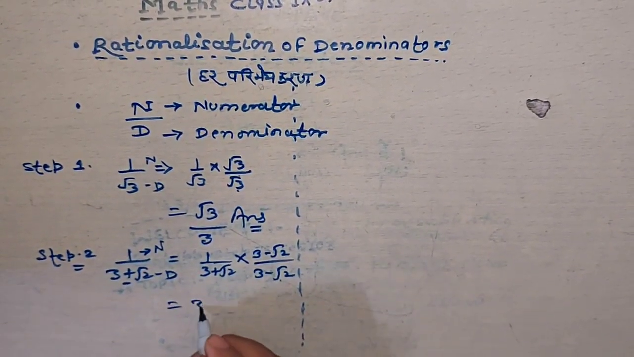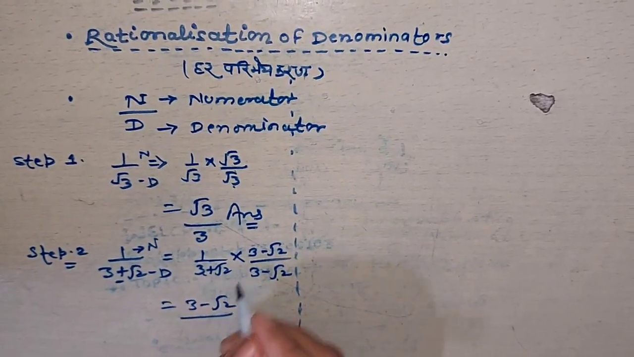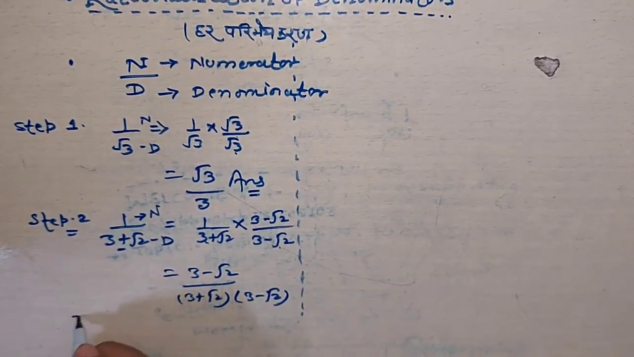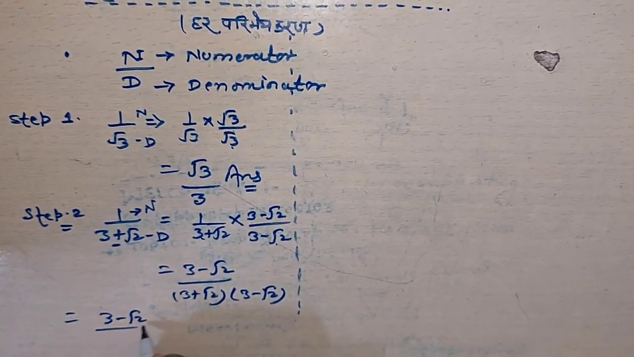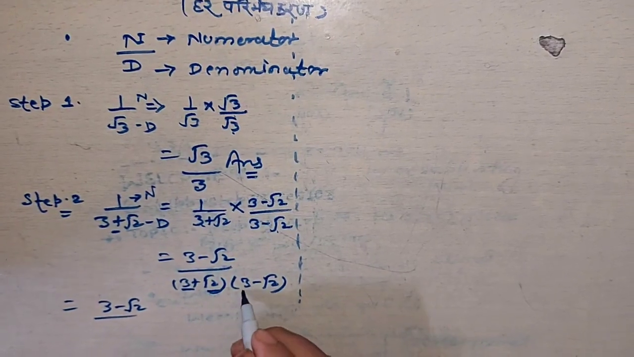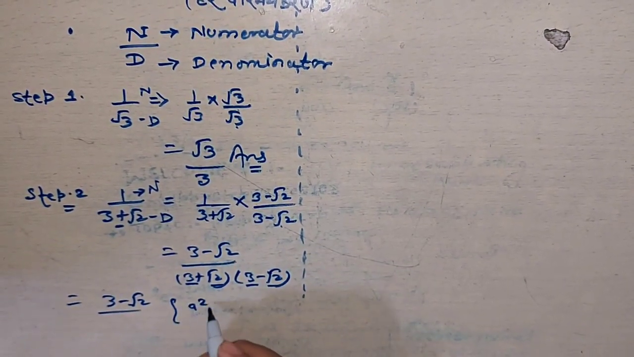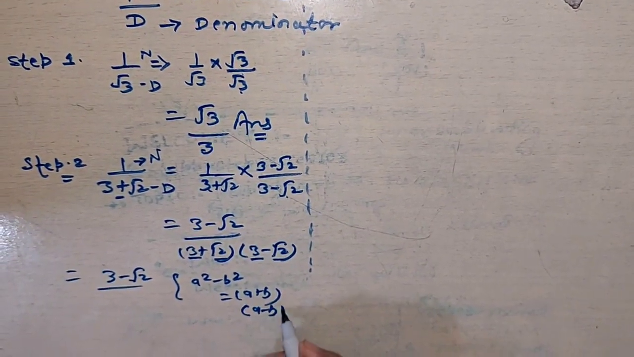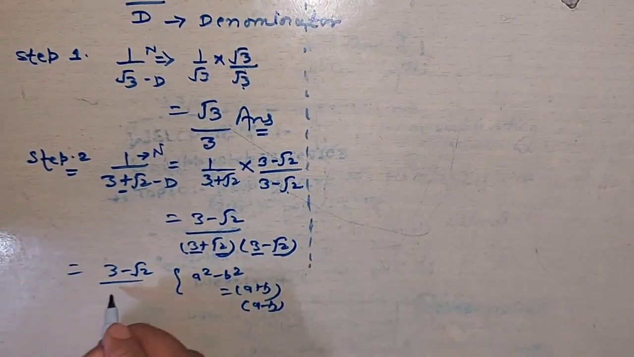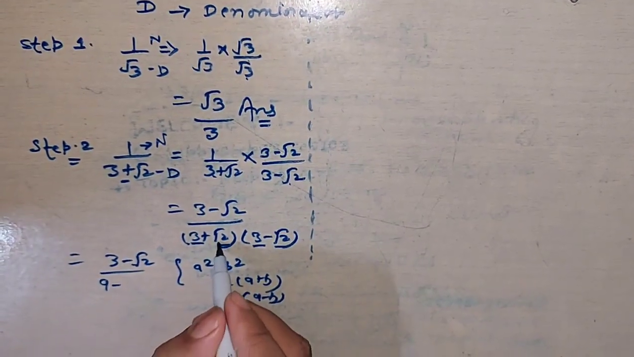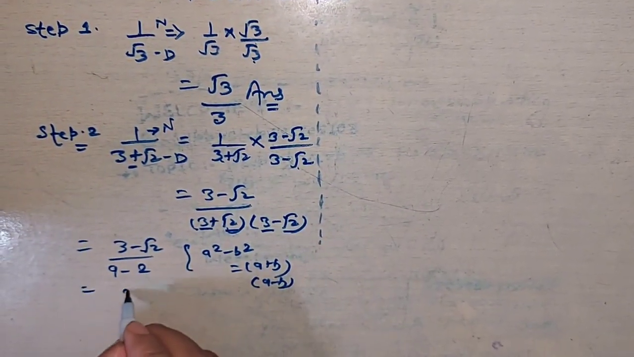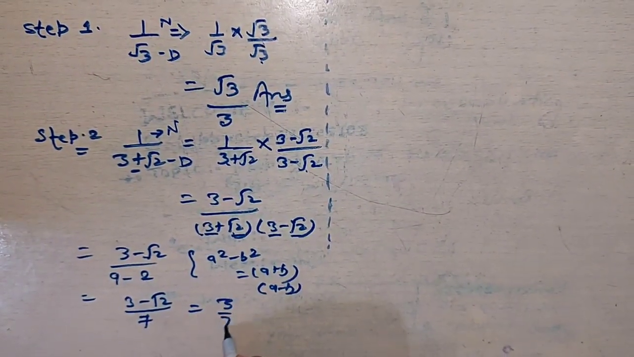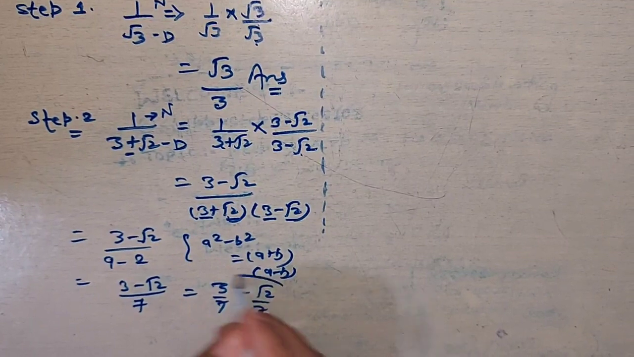Now cross multiply: 3 minus root 2 and 3 plus root 2 and 3 minus root 2. So 3 minus root 2 upon a plus b and a minus b. As we know that a square minus b square is equal to a plus b times a minus b. So here 3 ka square, that is 9, and root 2 ka square, that will be 2. So 3 minus root 2 upon 7. Here is the answer, 3 by 7 minus root 2 by 7. That will be the answer.